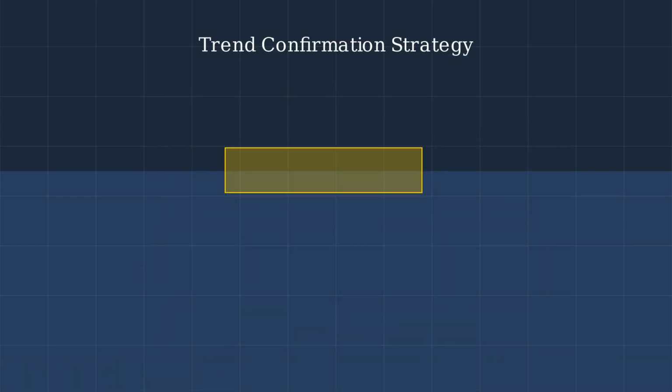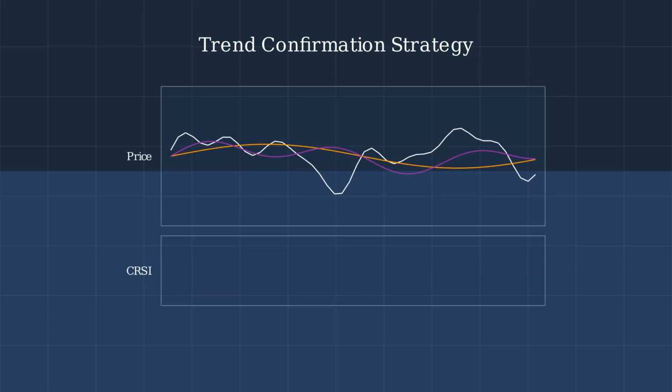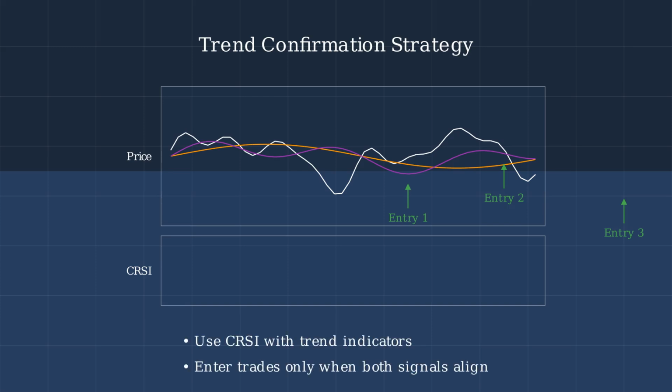Our second strategy is trend confirmation, where Connors RSI is used alongside other trend indicators. This approach waits for alignment between trend indicators and CRSI readings before entering trades. By requiring confirmation from both signals, you filter out potential false moves and improve trade quality.